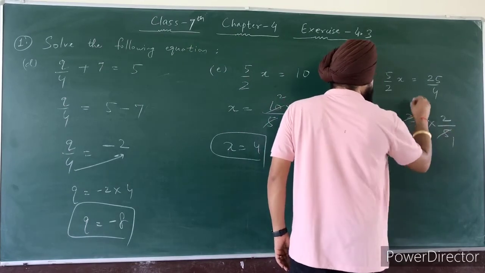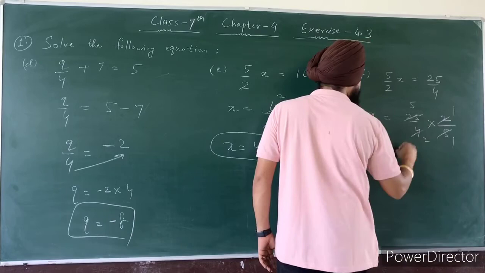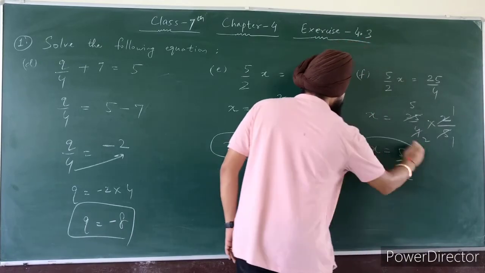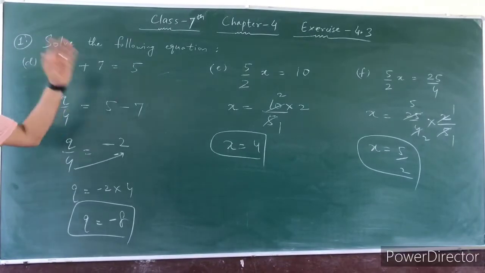5 on the 5, 5 fives are 25. 2 on the 2, 2 twos are 4. 5 on the 5 and 2 on the 2. So the value of x is 5 over 2. So this is your D, E and F part.